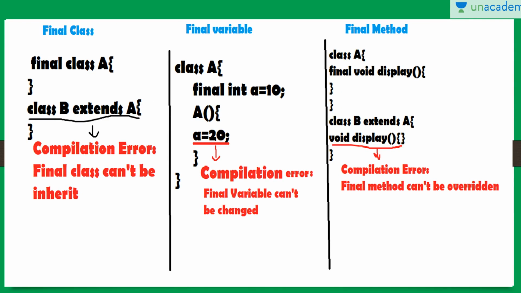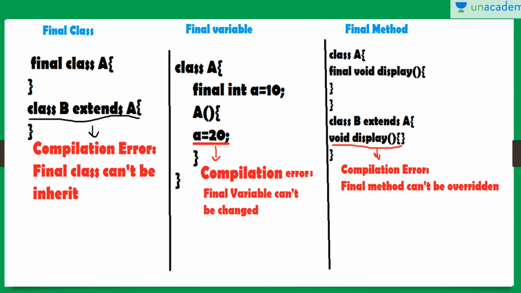We have also seen in our previous lesson that abstract and final cannot come together. I hope you get the clear idea now why they can't come together, because we cannot inherit final method, and why we make any abstract method, because we want to inherit that method. So that is why abstract and final cannot come together.